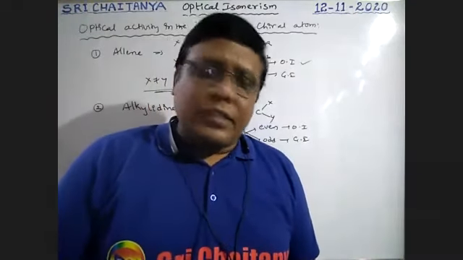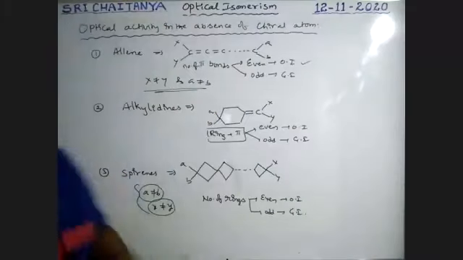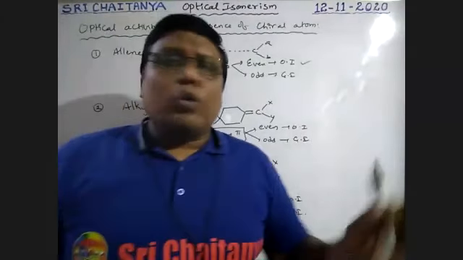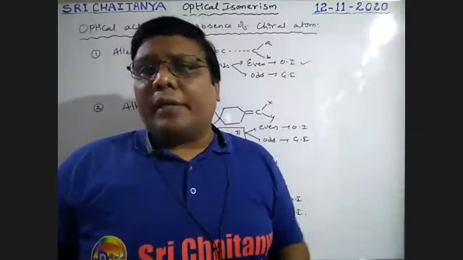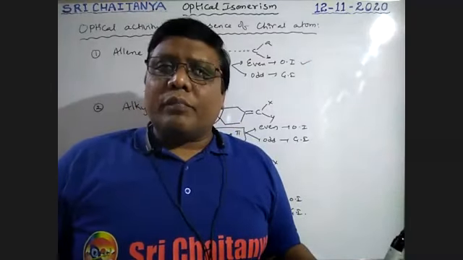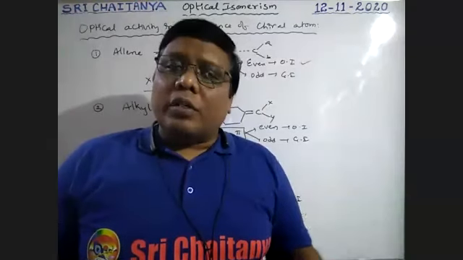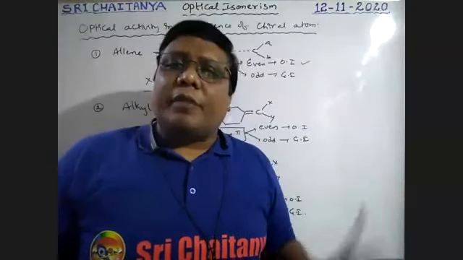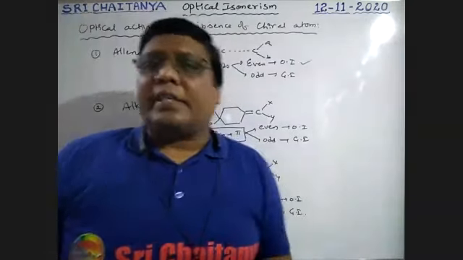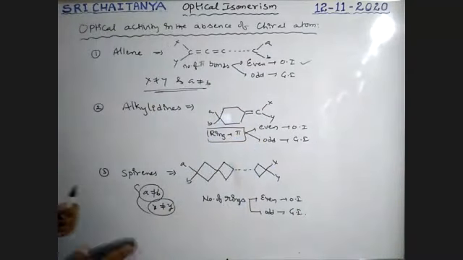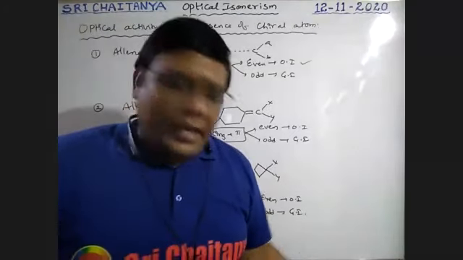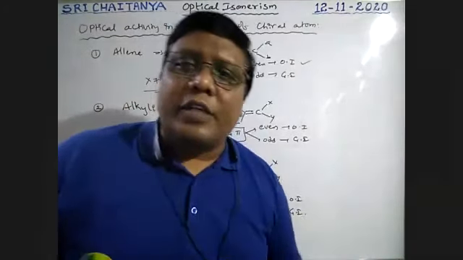Next and last, that is biphenyl. Boys, in these cases, no symmetry is available. Plane of symmetry, center of symmetry, alternating axis of symmetry. No type of symmetry is available. That's why these are optically active, even though having no chiral center. These are optically active. Next compound, biphenyls. See here.